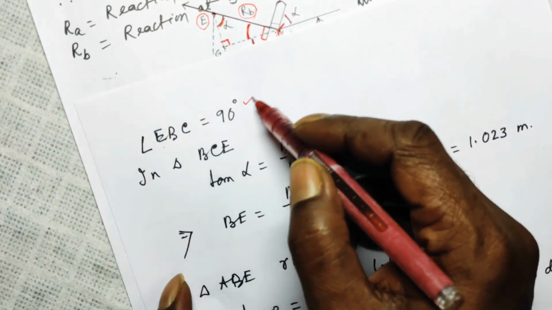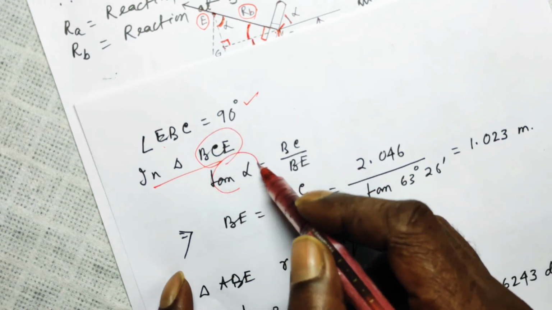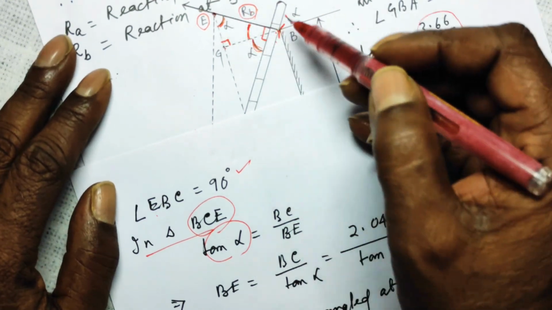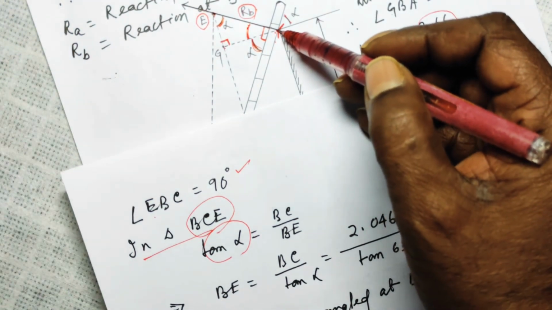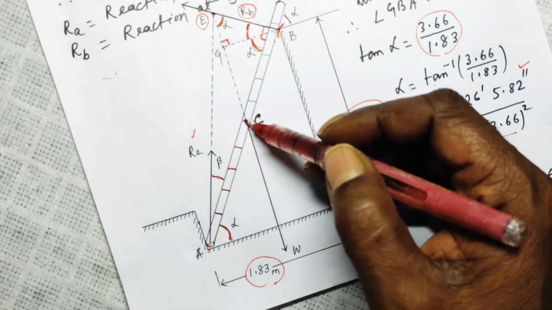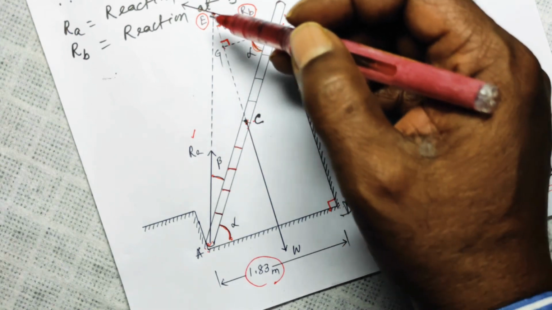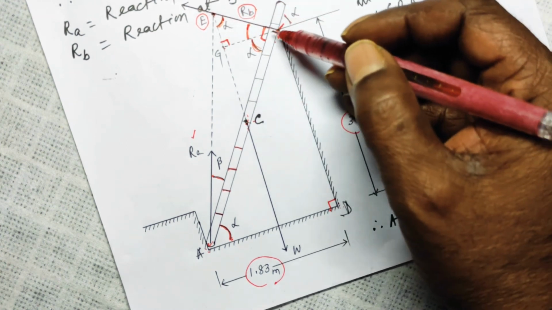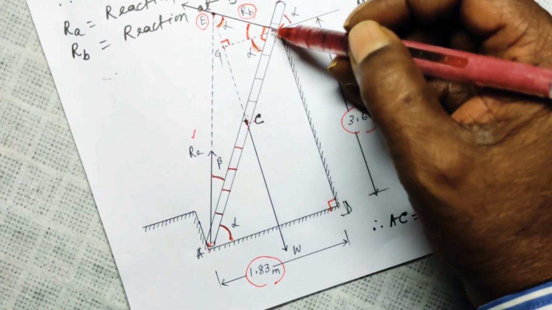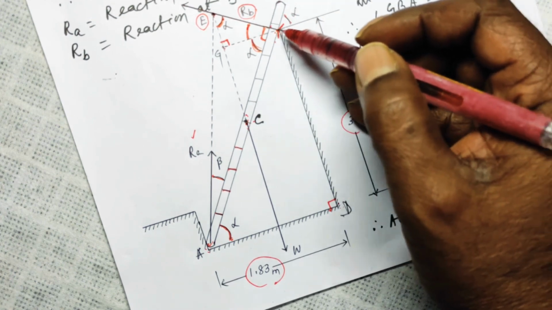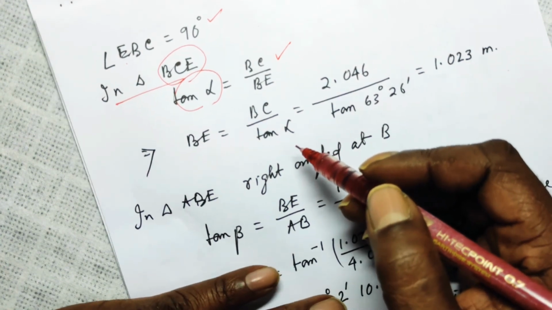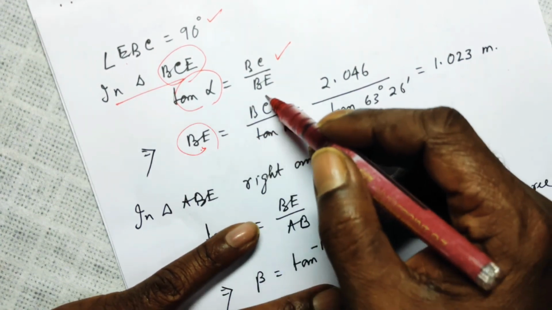EBC is 90, therefore in triangle BCE, right angled here, tan alpha will be perpendicular, that is BC, over BE. So your tan alpha is BC over BE. By cross multiplying, we get BE is equal to BC over tan alpha.